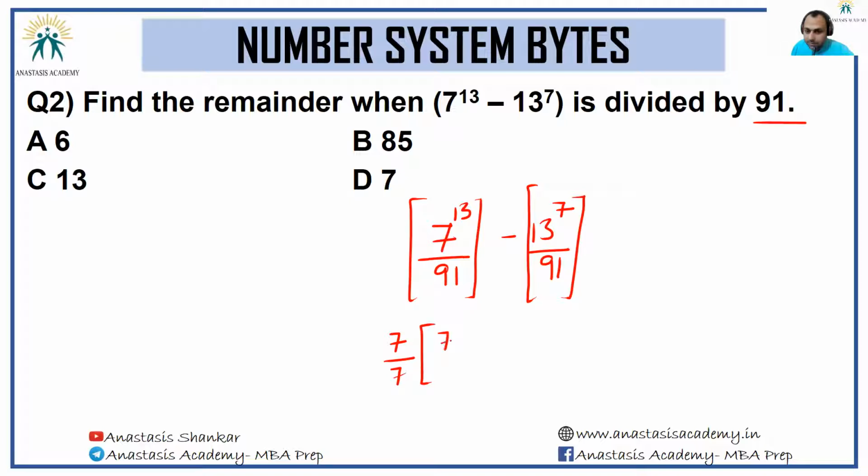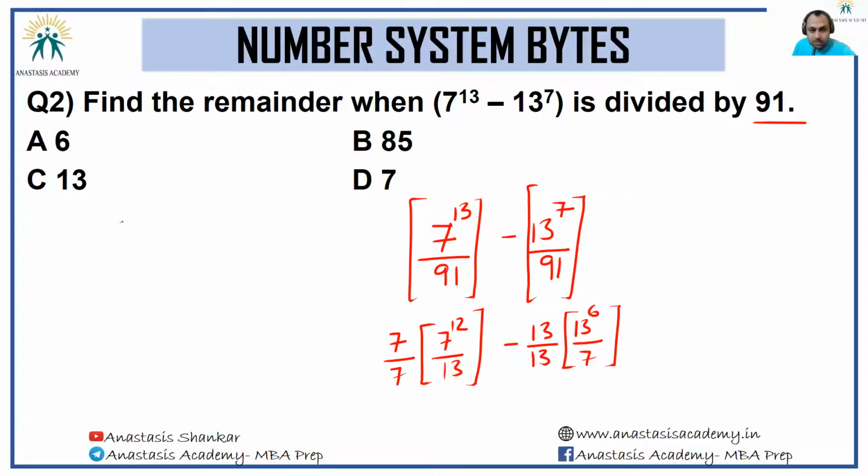Now we are left with 7 raised to the power 12 divided by 13 here. And here, numerator and denominator both have 13 in common, so we take that out. We now have 13 raised to the power 6 divided by 7. The Fermat number for 13 is 12. The Fermat number for 7 is 6. So basically, in both these cases, the portions within the bracket give remainder 1.